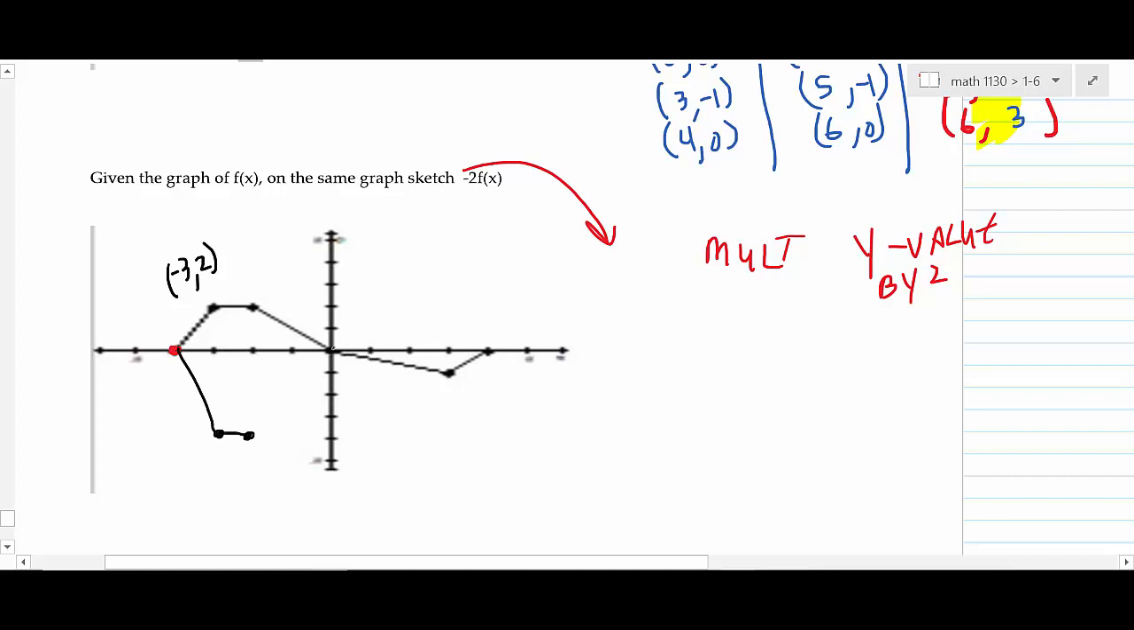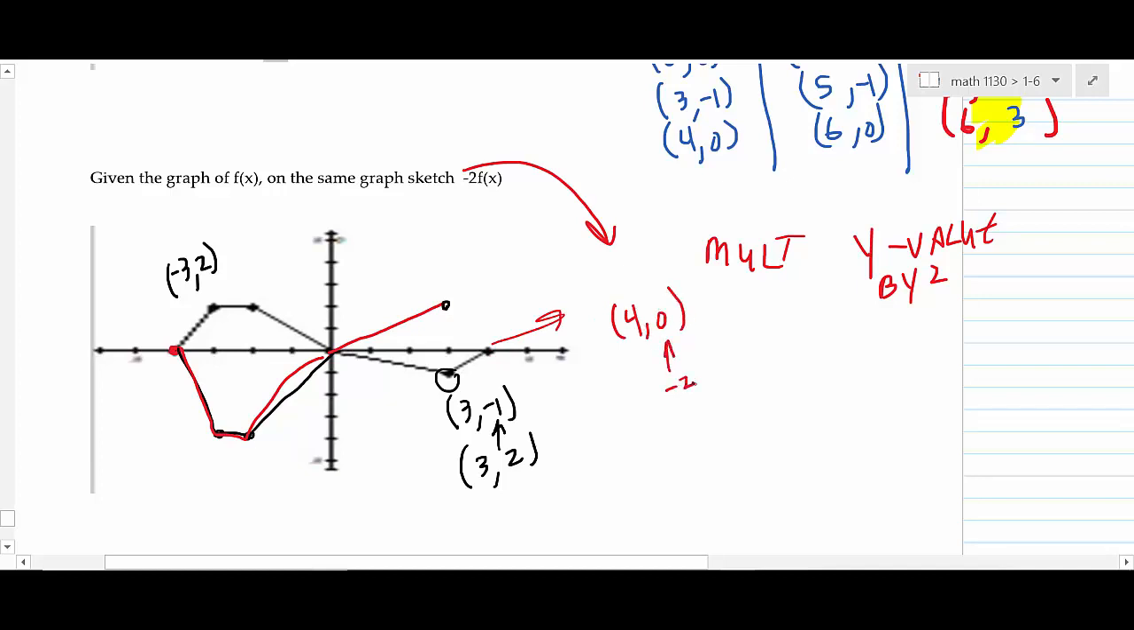This point here is the same. Okay, this point right here, this is the point 3, -1. What does the y value become? 2. You're multiplying that y value by -2. Okay, so that point is going to become 3, 2. Okay, so you're going to end up kind of having something like this. You'll have that, the graph goes like that, and then this point's going to go like that, and finally this last point, that last point is 4, 0. Well, if you multiply that by -2, it's still the same. So that's how your graph would go.